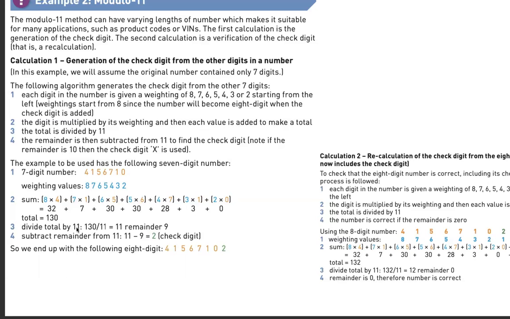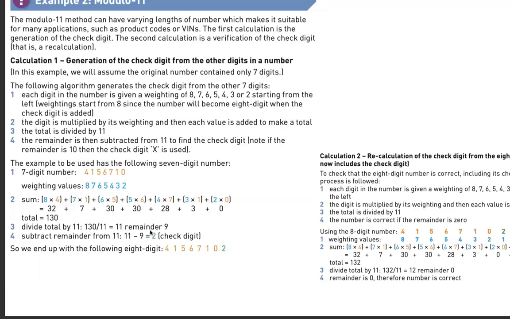After that, I will divide the total by 11. I will get 11, remainder 9, because 11 times 11 is 121. So once I get this remainder 9, I'll subtract that from 11 and get a number 2. This will form my check digit.